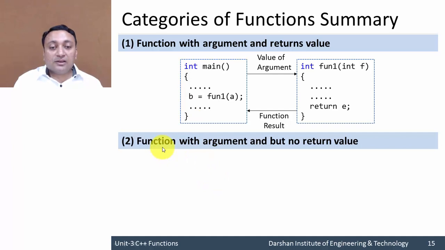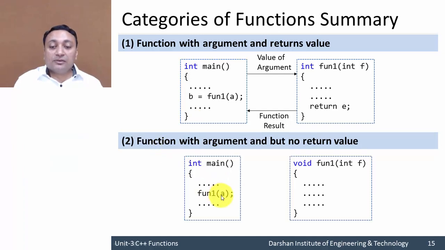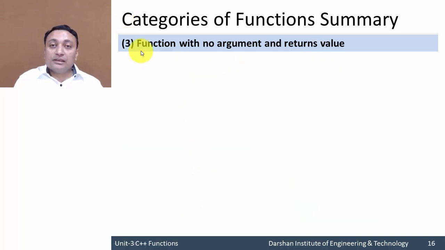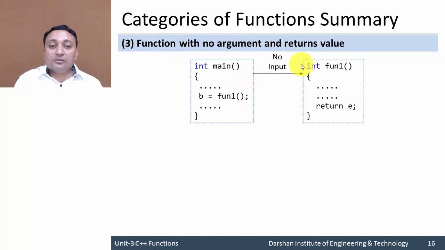Second category is function with argument but no return value. So here we are passing some argument to the definition of that function, but it is not returning any value to the calling function. Example for that is the printf function. We pass a string in double quotes as argument, but it does not return any value. Third category is function with no argument and returns value. Here we are not passing any argument to the definition of the function, but it is returning some value to the calling function. Example for that is the getchar function. It does not take any argument but returns some value, so we are supposed to store it in some character variable.